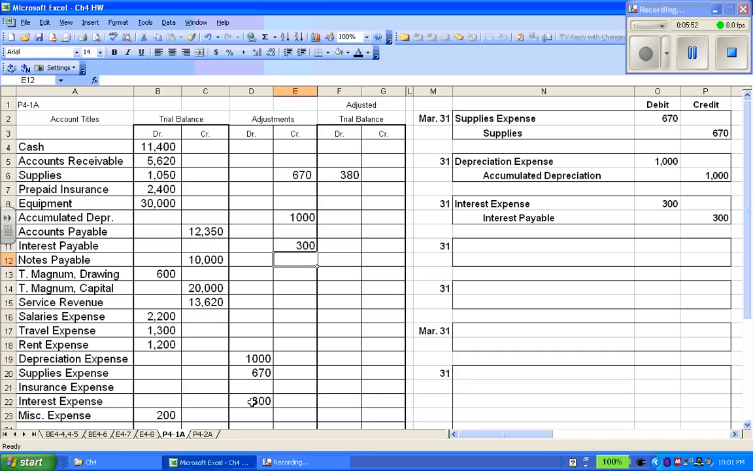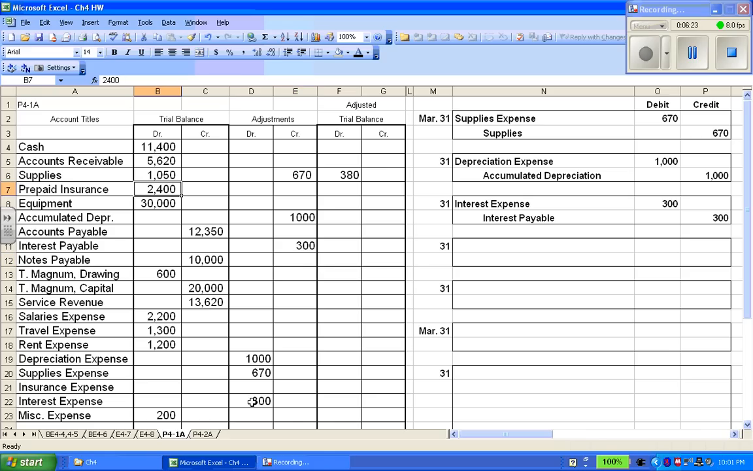and interest payable would be the credit of 300. Okay, my next adjusting entry: insurance expires at the rate of $200 per month. When you see that insurance has expired, or even the prior one where it said interest accrued, you know you're making an accrual adjusting entry. That means you're pulling the expenses into this current period. So obviously, if insurance has expired, I must have had a prepaid insurance account.